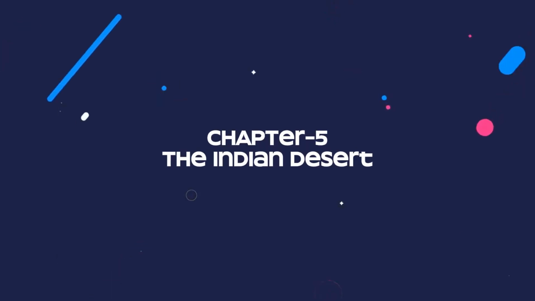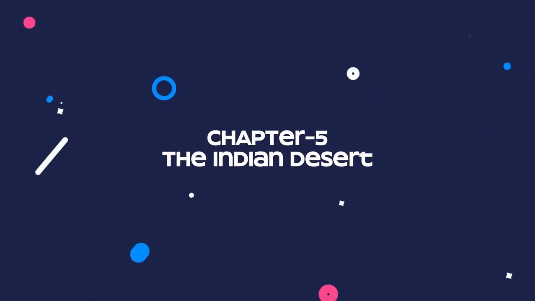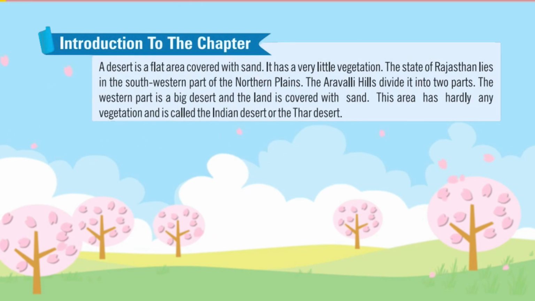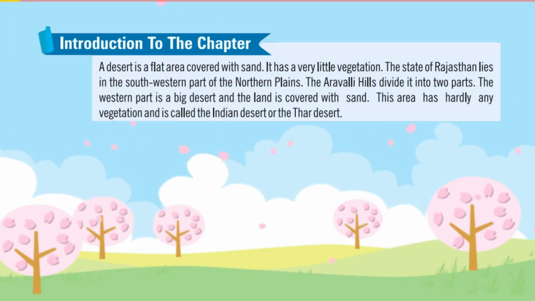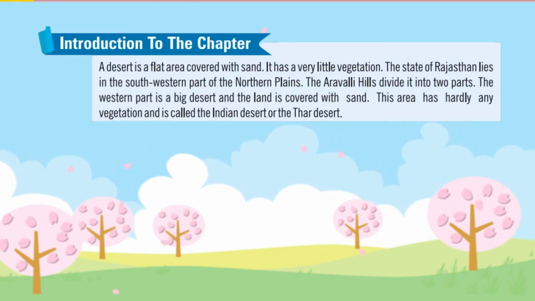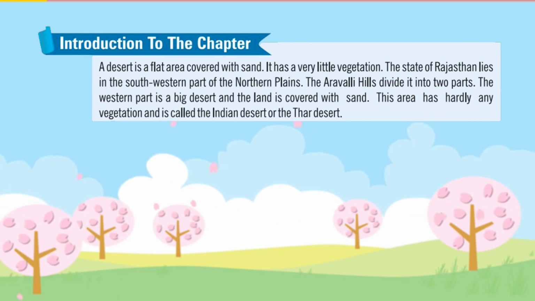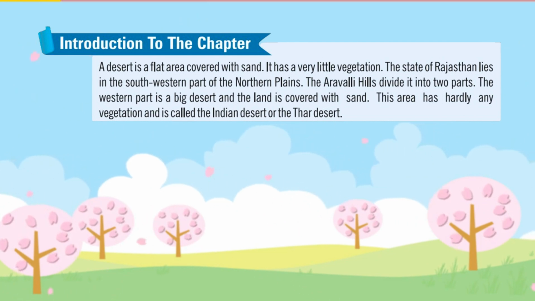Chapter 5. The Indian Desert. Introduction to the chapter. A desert is a flat area covered with sand. It has very little vegetation.